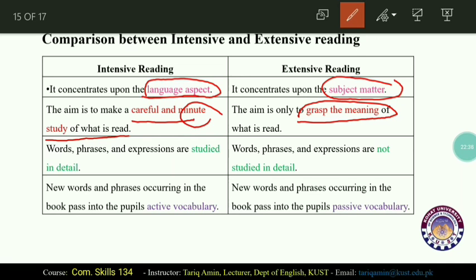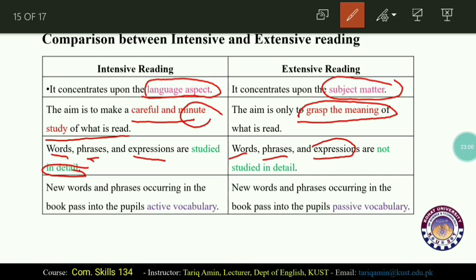The third point is that words, phrases, and expressions are studied in detail, whereas in extensive reading, we are not concerned with studying words, phrases, and expressions in detail. We are just concerned with the subject matter. We are just concerned with the meaning of a text.